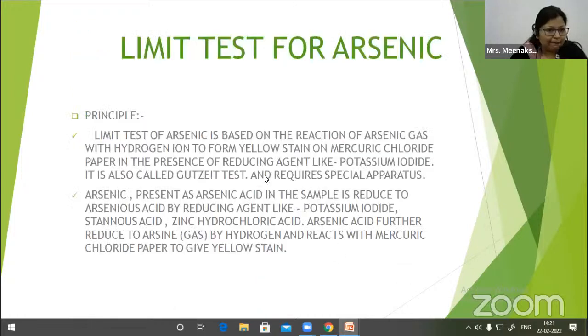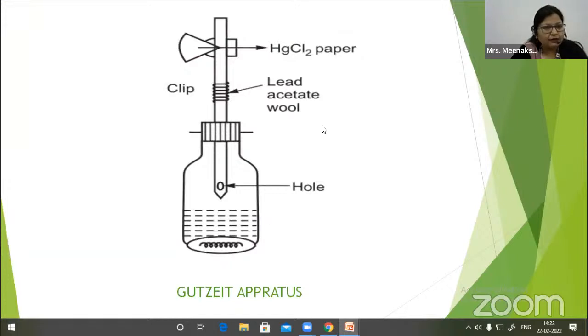Now we have another example, the limit test for arsenic. Arsenic is counted as a major type of harmful impurity that might be present. So we need to identify the arsenic impurity, the lead impurity, the iron impurities, and then remove them. So now let us discuss arsenic. The basic principle followed is understood by the apparatus in which we carry out the limit test for arsenic, and that apparatus is called the Gutzeit apparatus.